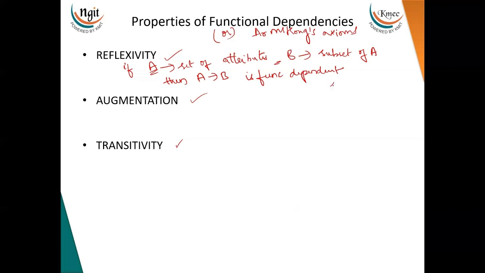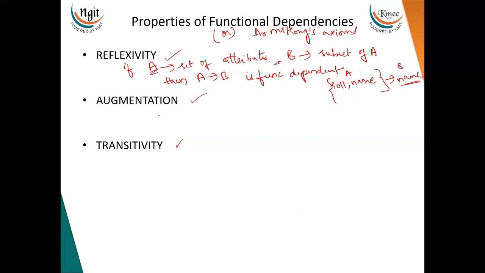Example: roll number, comma, name. This is the set of attributes under A. If there exists B, which is a subset of A, assume that we have name, then we say that A tends to B is functionally dependent. That is, roll number, comma, name tends to name. Name is functionally dependent on roll number, comma, name. So this is our reflexivity property.